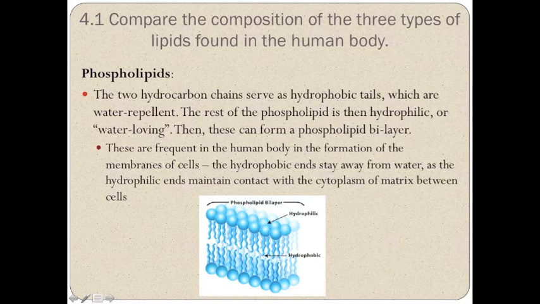The rest of the phospholipid is then hydrophilic, which means that it wants water and is attracted to it. Then, these can form a phospholipid bilayer. These are frequent in the human body in the formation of the membranes of cells, the hydrophobic ends staying away from the water, while the hydrophilic ends maintain contact with the cytoplasm or matrix between the cells. As you can see in the image, that is an image of the phospholipid bilayer with the hydrophobic and hydrophilic ends.